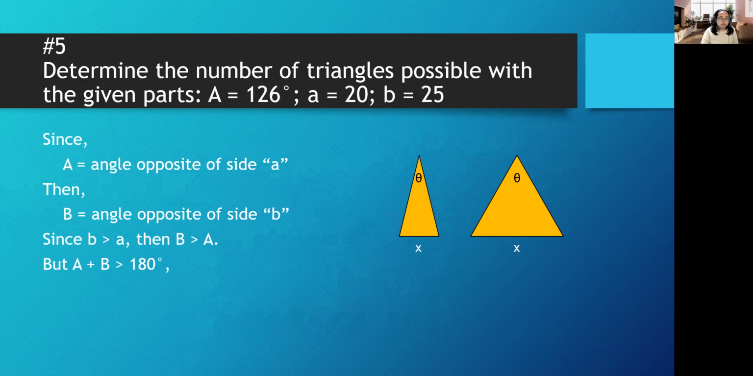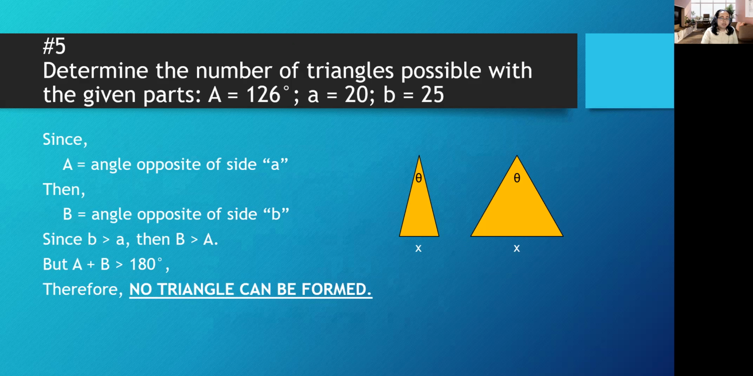But then again, if we try to sum up angle A and angle B, it becomes greater than 180 degrees. And since the interior angles of a triangle only sum to 180 degrees, therefore no triangle can be formed using these given parts.